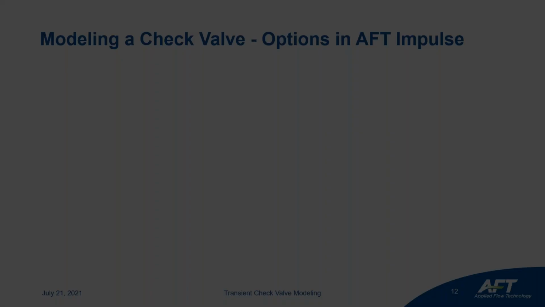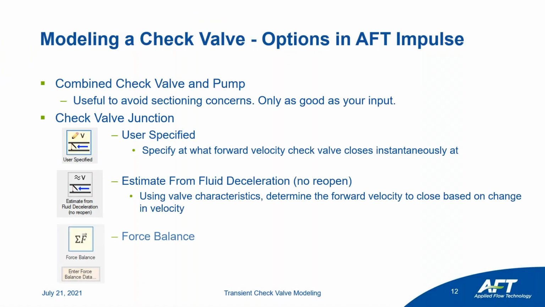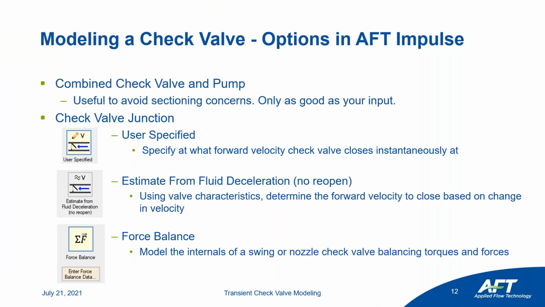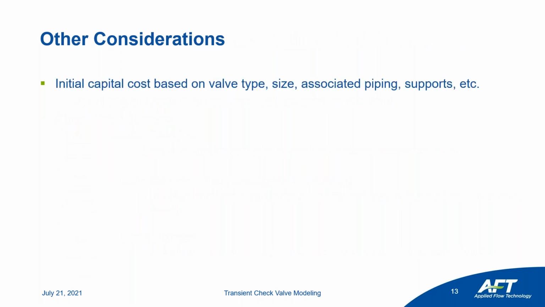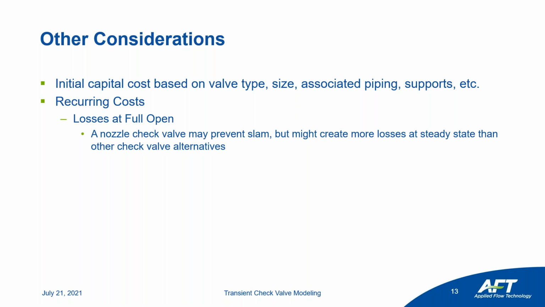All right, so that brings us through all of our different options, our user specified, fluid deceleration, and our force balance. And that's really the modeling aspects of check valve selection. So there's some other considerations that as an engineer, I'm sure you'll have to make before you can justify any decision. One is going to be the initial capital cost based on valve type, size, the associated piping and the supports, the different recurring costs associated with a component.